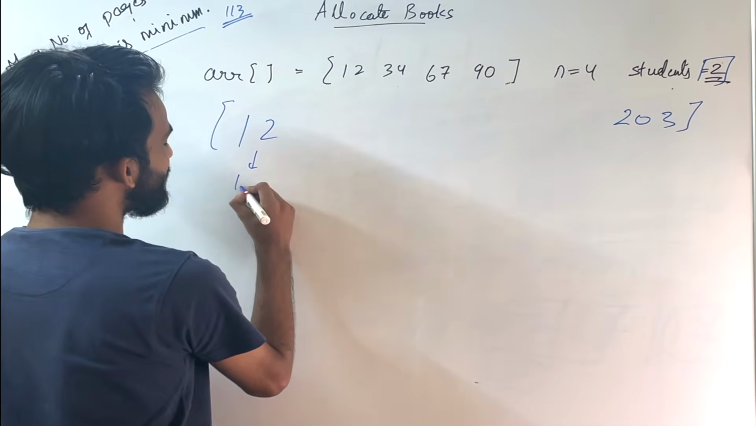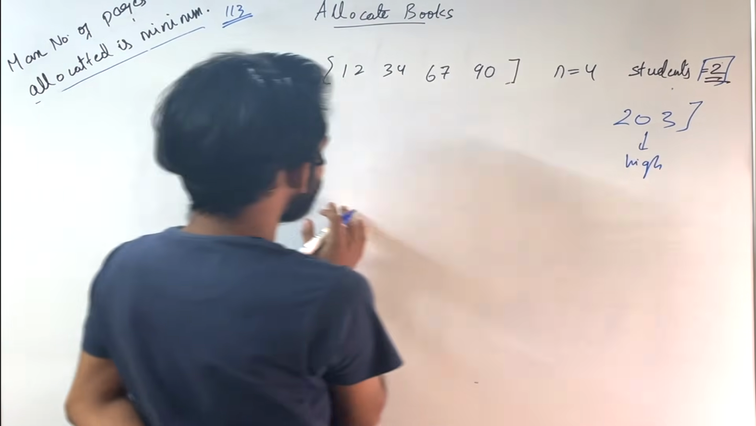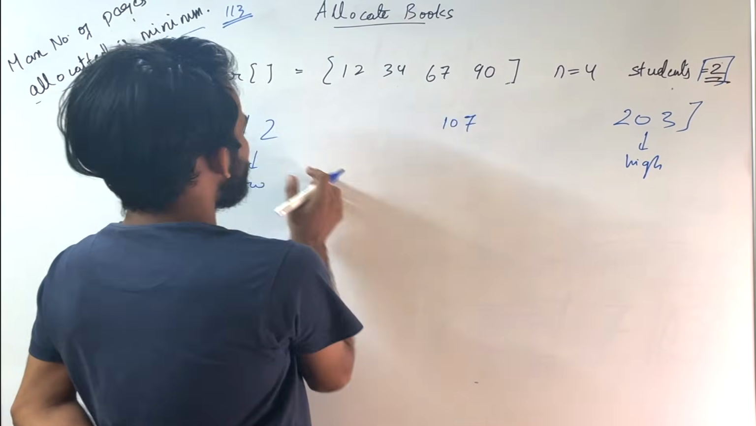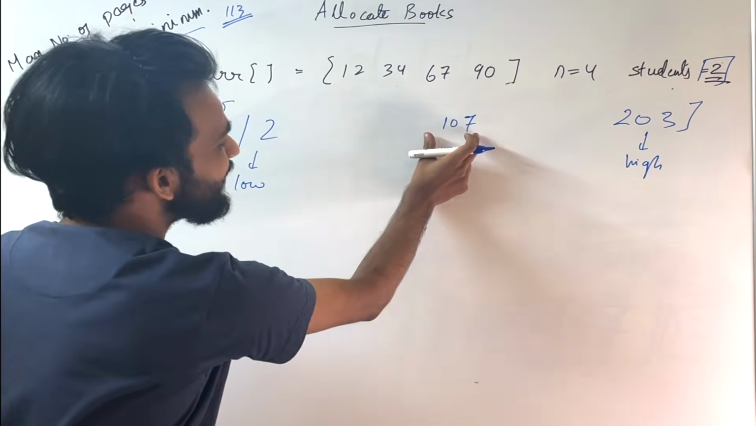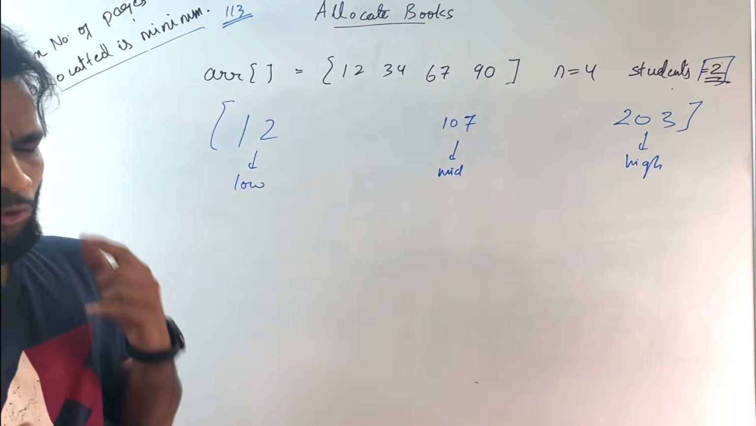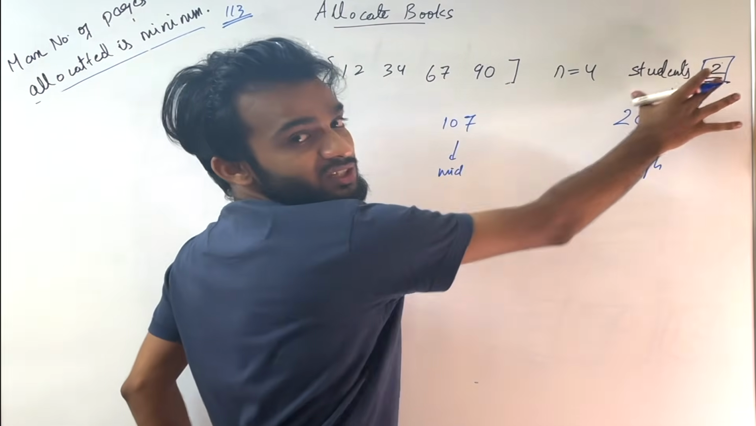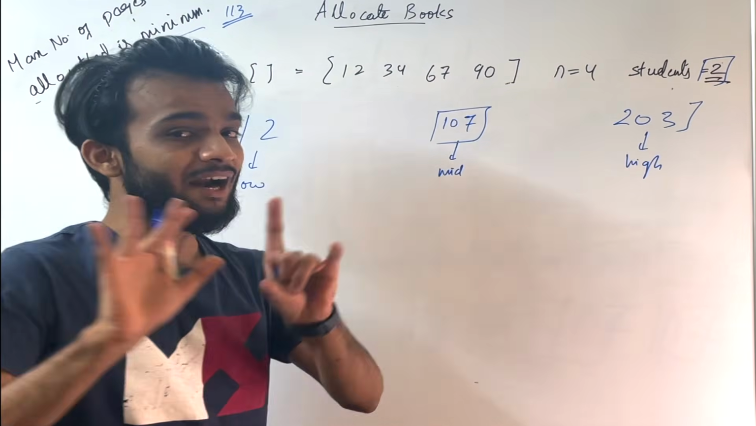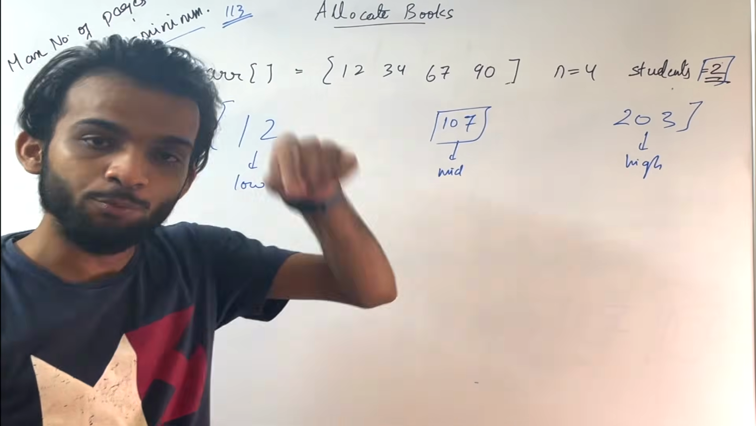So let's assume this to be low and this to be high. I have made sure that this is low and this is high. What will be the middle? Middle will be 107. 12 plus 203 divided by 2 will definitely give you 107. So that's your middle. Now what you'll try to do is take these pages and try to allocate them to 2 students such that you do not end up allocating more than 107 pages to anyone, because you want 107 to be your answer.